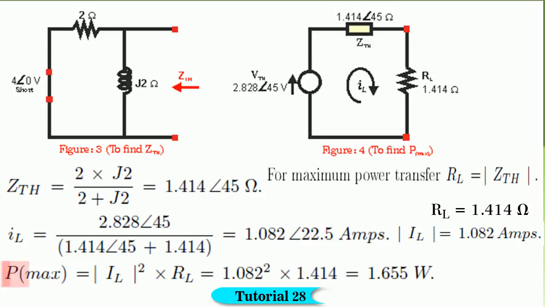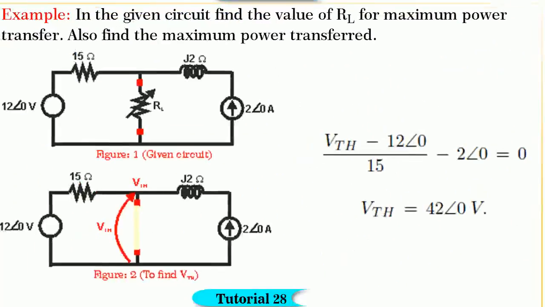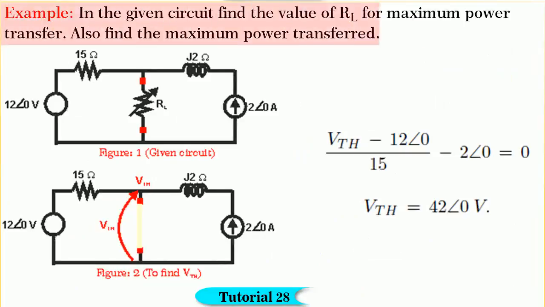Hence, P max is equal to mod IL squared into RL. By substituting the values, we get P max is equal to 1.655 watts. Friends, is it not simple? Next, we shall solve another easy and typical problem to find RL for maximum power transfer, and also we shall find P max in the circuit shown in figure 1.